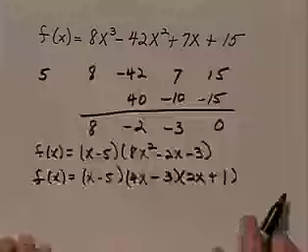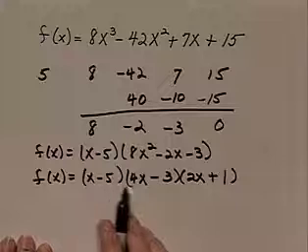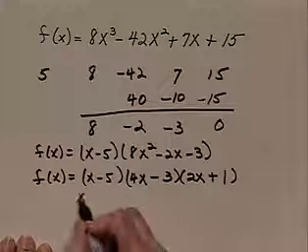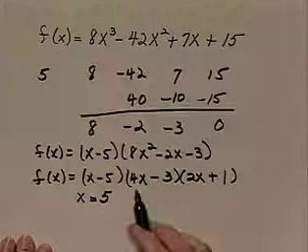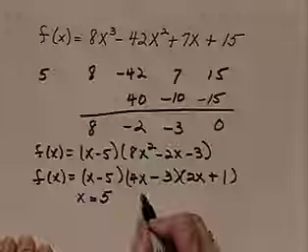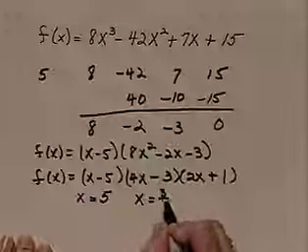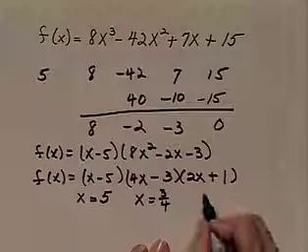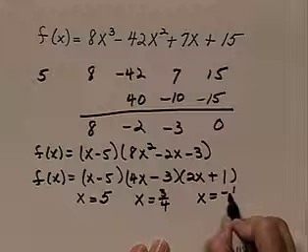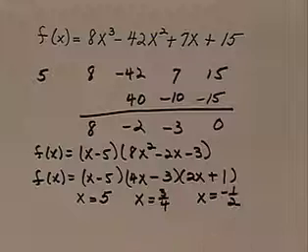Now we wanted to find the zeros, remember, so we have to go back to each of our factors to find the zeros. If x minus 5 is equal to 0, then x equals 5 is a 0. If 4x minus 3 equals 0, then x equals 3/4 is a 0. And if the factor 2x plus 1 equals 0, then x equals negative 1/2.